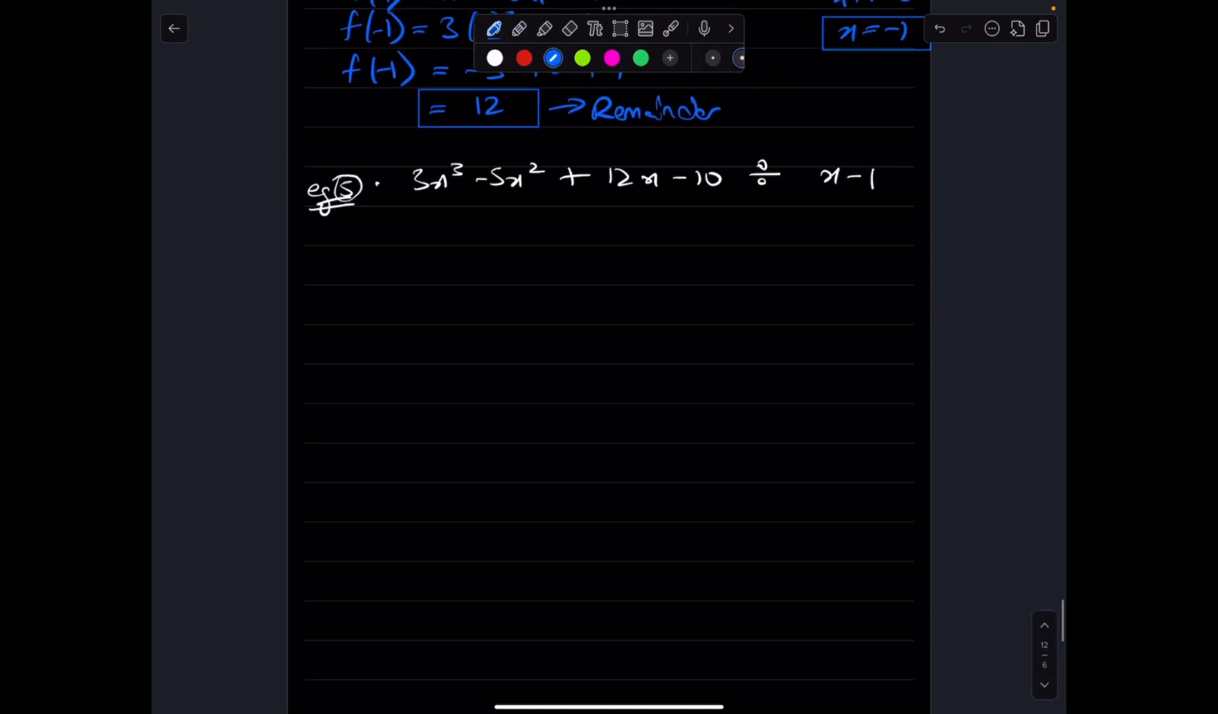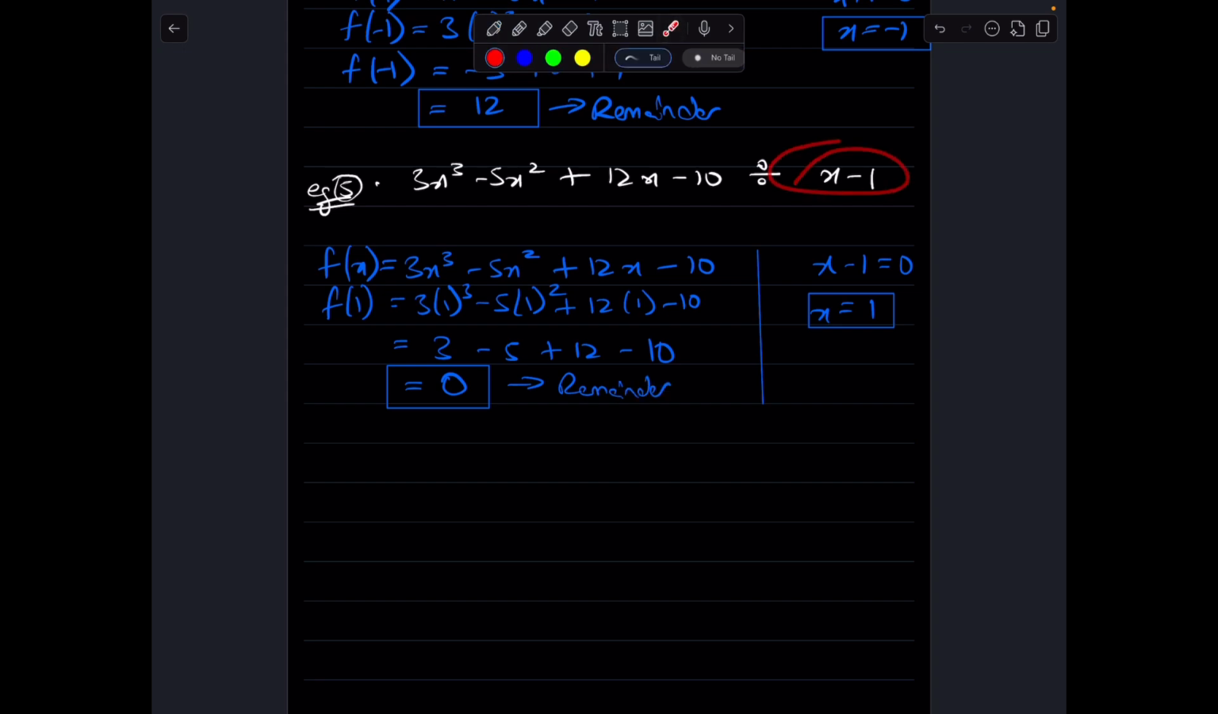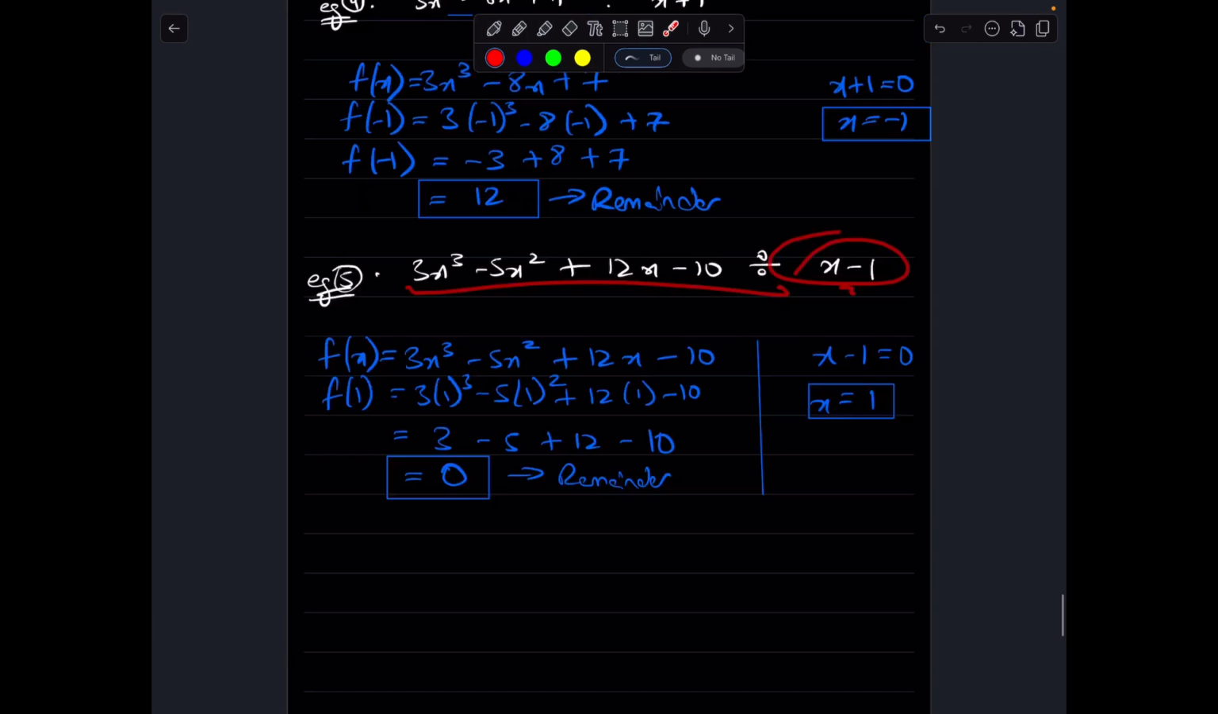So example 5. 3x cubed minus 5x squared plus 12x minus 10 is a function of x. We equate the divisor to 0 again, and the value of x turns out to be 1. We substitute 1 in the function. So this turns out to be, yeah, this turns out to be 0. And 0 means that the remainder is 0, obviously. And you also get to know that x minus 1 is a factor of this. And it's the same thing with which we concluded it.